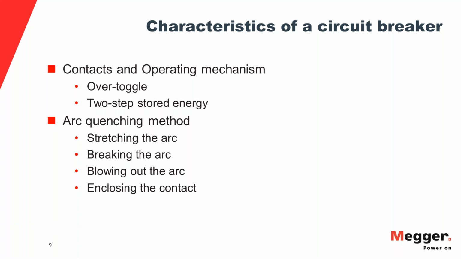You have blowing out the arc, where the arc is blown out by using blasts of compressed air. Then you have enclosing the contact, which works on the principle that an arc needs oxygen to sustain itself. So if you take out the supply of oxygen, then the arc will extinguish. This can be done by introducing dielectric media like oil or SF6, or by having no media at all, that is vacuum.